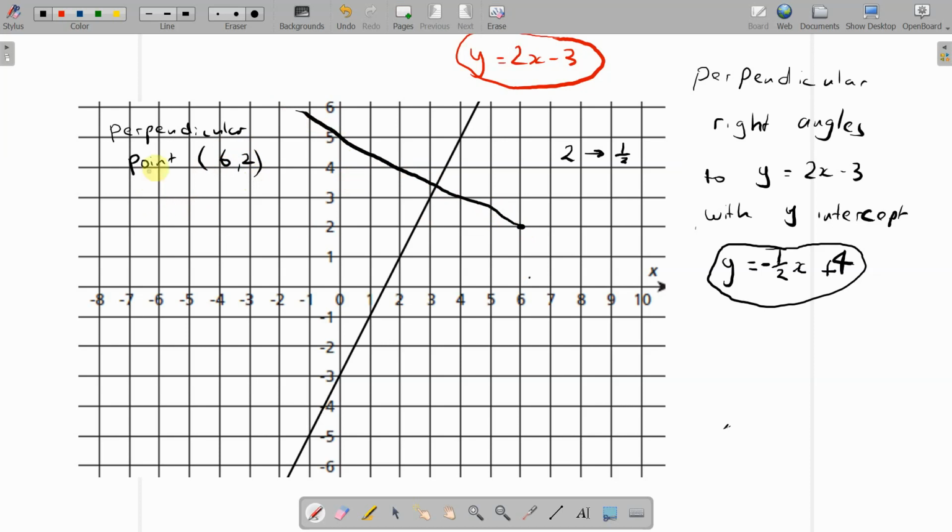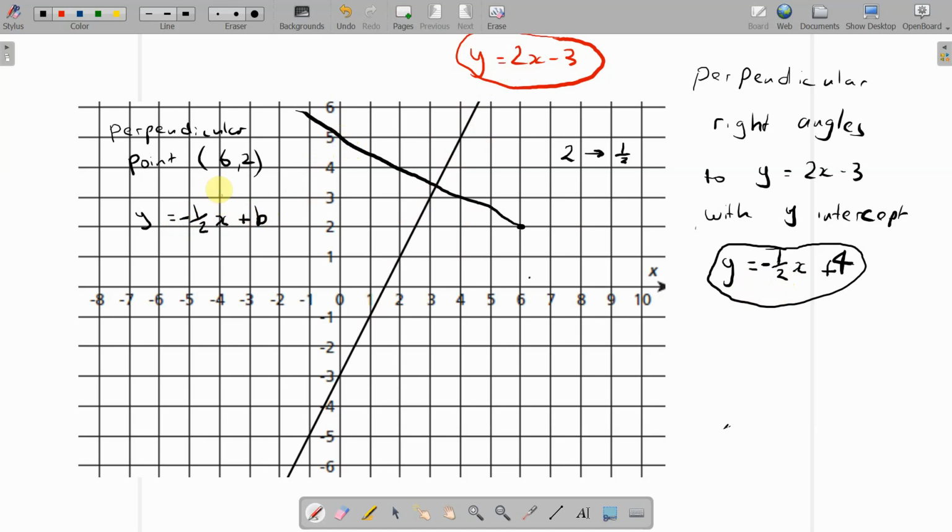Okay. So what do you do? Perpendicular this time going through that point. So we have to change the gradient and the plus b. Now we know what to do with the gradient. We'll do that. Perpendicular to this line, the gradient's negative a half. We worked that out before, so that's that one there. Negative a half. And we don't know what the plus b is. Looks like it could be 5.